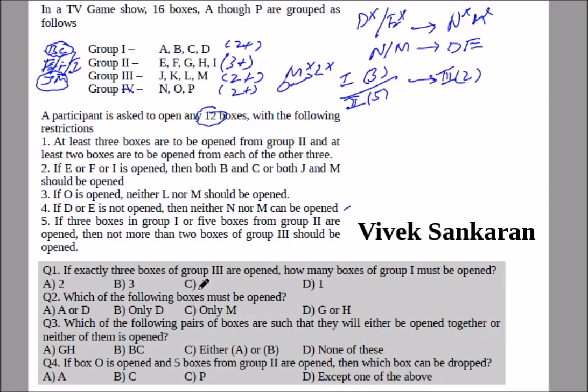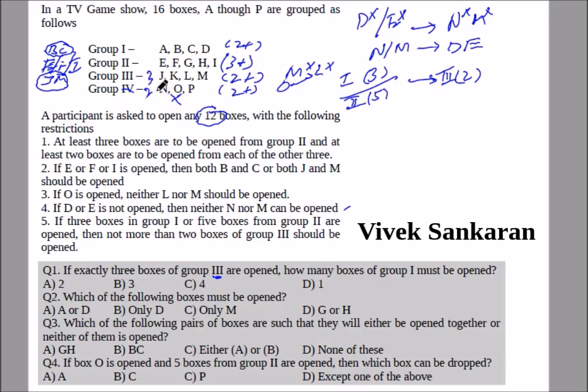If exactly 3 boxes from group 3 are opened, how many boxes from group 1 must be opened? 3 from group 3 are open. Now, see, if you open O, which is from group 4, both M and L will be rejected, which means you can choose only 2 from group 3. That is not possible, which means O cannot be opened, so N and P have to be opened. So we know exactly which boxes are opened here.